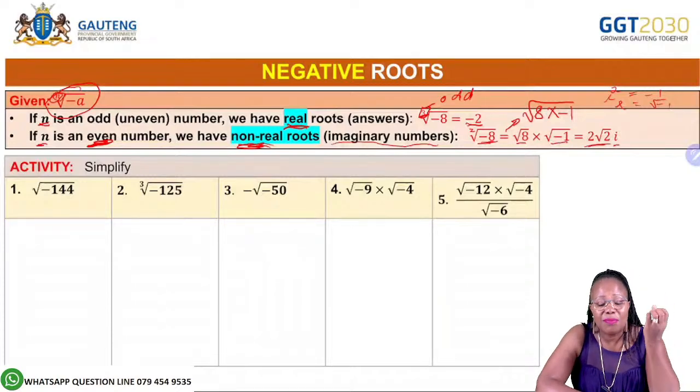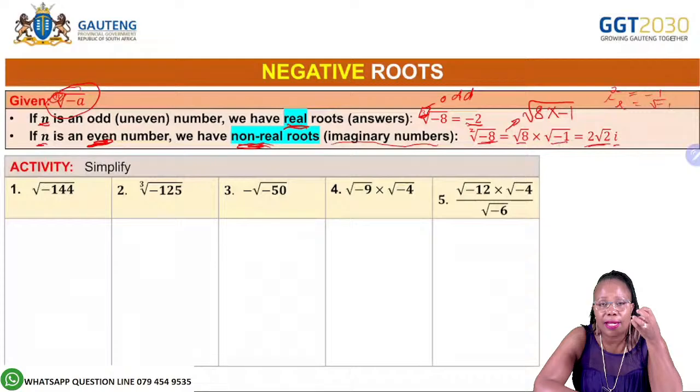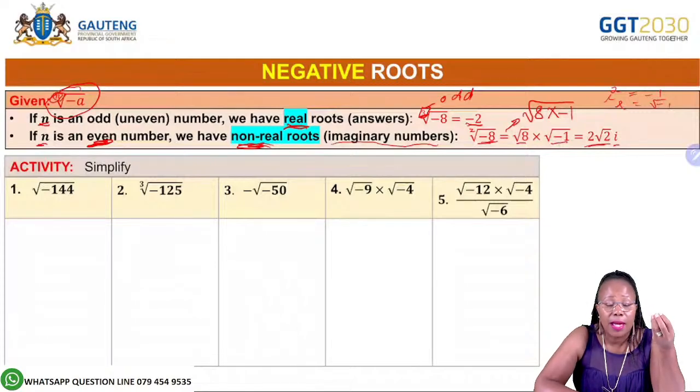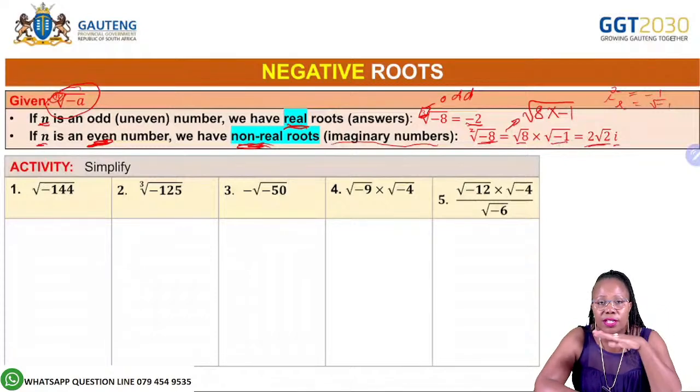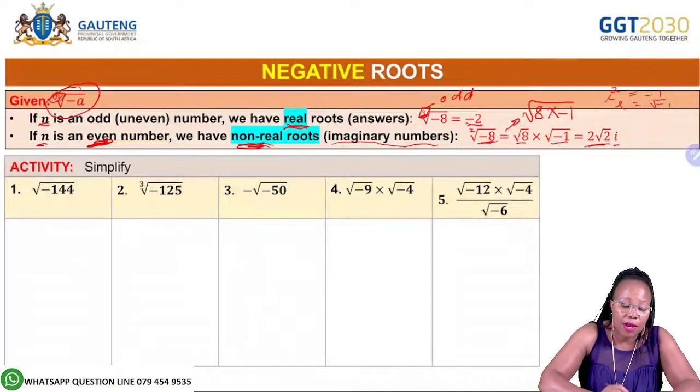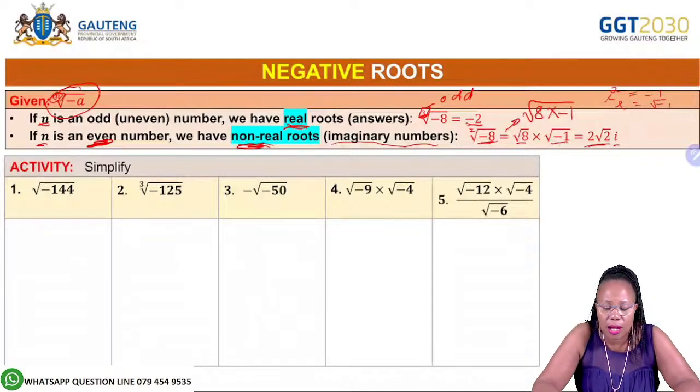So grade 12, that means now you simply check your root sign. Does it have an odd number or an even number? If it is an even root, that means you are going to have an imaginary answer. If it is an odd number on your root sign, therefore you'll have a real answer, straightforward without an i. Right, let's look at the application now, where we are solving problems using this.